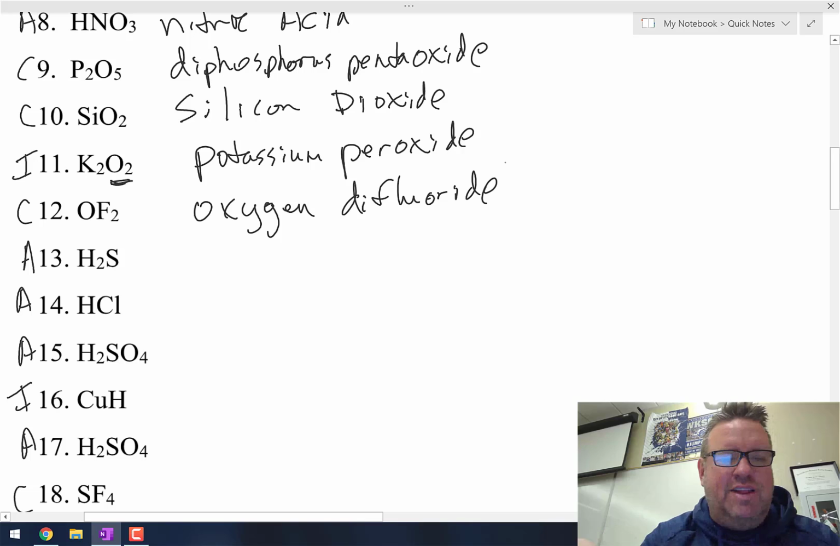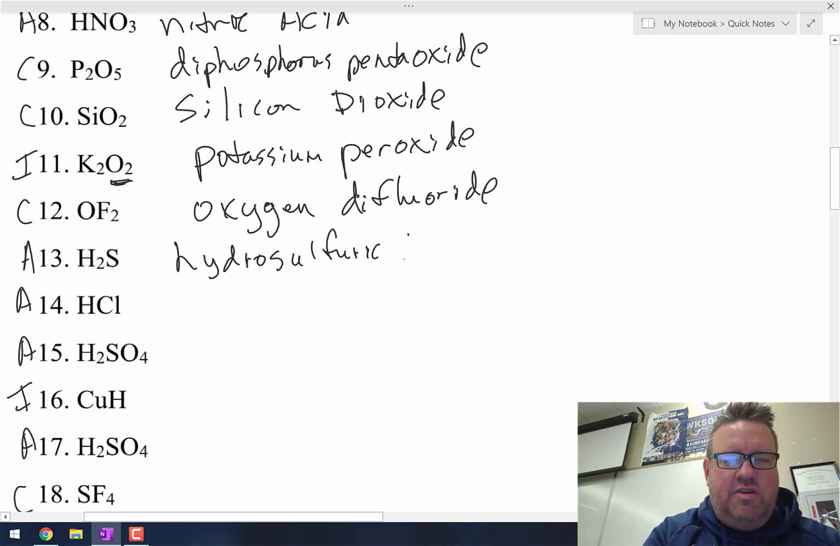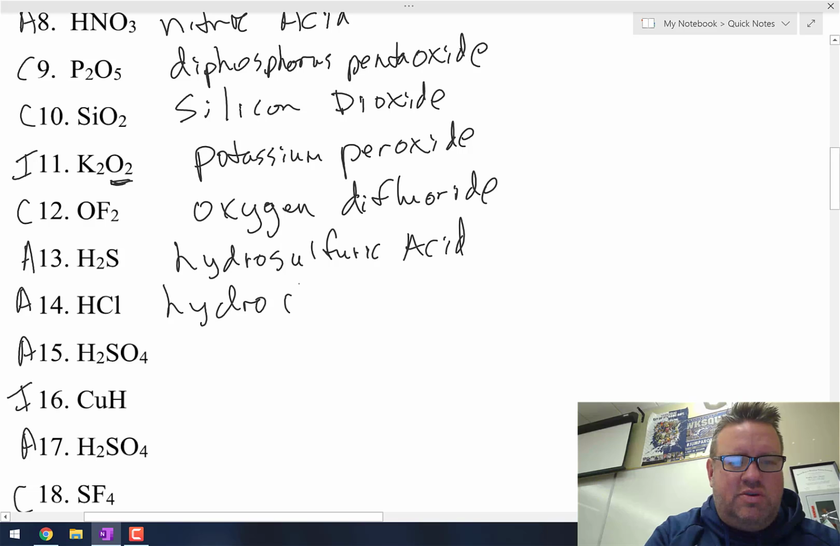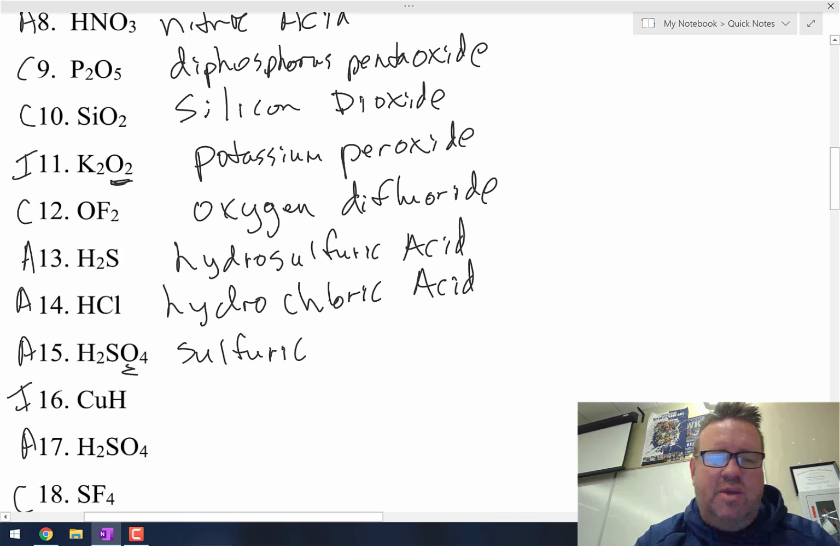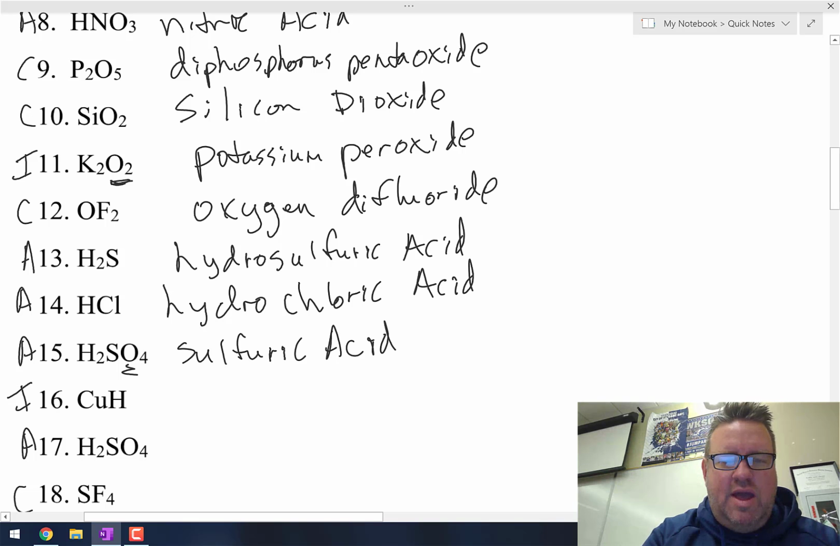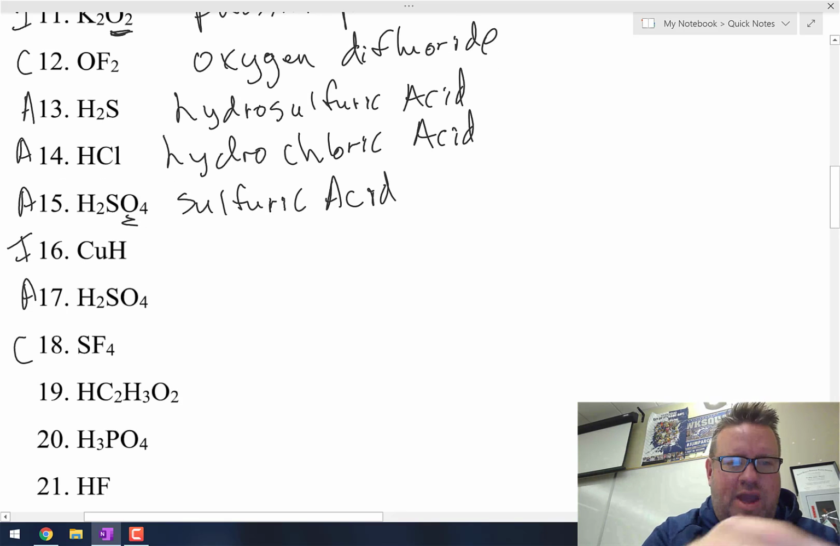Okay, and then oxygen difluoride. It's covalent. Now we're back to some acids. Again, with no oxygen there, we do have to put hydro in the front. So this one is hydrosulfuric acid. This one, again, no oxygen, so it's hydrochloric acid. But now we're back to one with oxygen. So this one is just sulfate becomes sulfuric acid. Okay, and then looks like I did the same one again. Sulfuric acid on number 17.